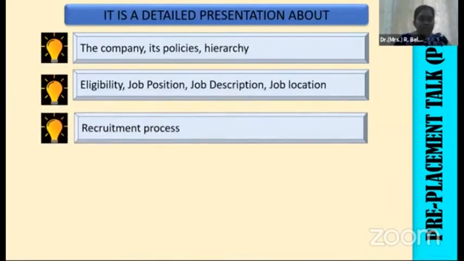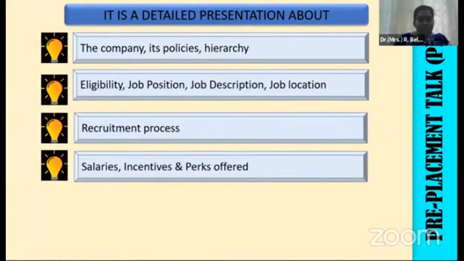Next, they'll talk about the recruitment process. What is going to be the process for the rest of the day? So we'll be having a test, then the GD, and all those things they will be talking about. They'll be talking about the salaries, the salary which they will give, incentives if you're reaching targets or showing performance and all that.